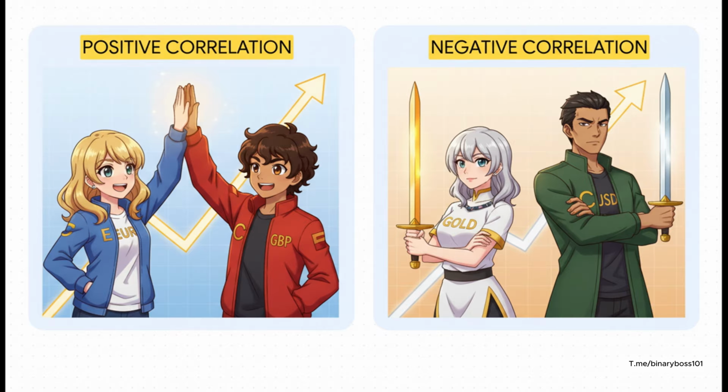And then on the flip side, you have negative correlation. This is when they move like rivals. The textbook example here is gold and the US dollar. When the dollar gets stronger, gold often gets weaker, and vice versa. They're like on opposite ends of a seesaw.